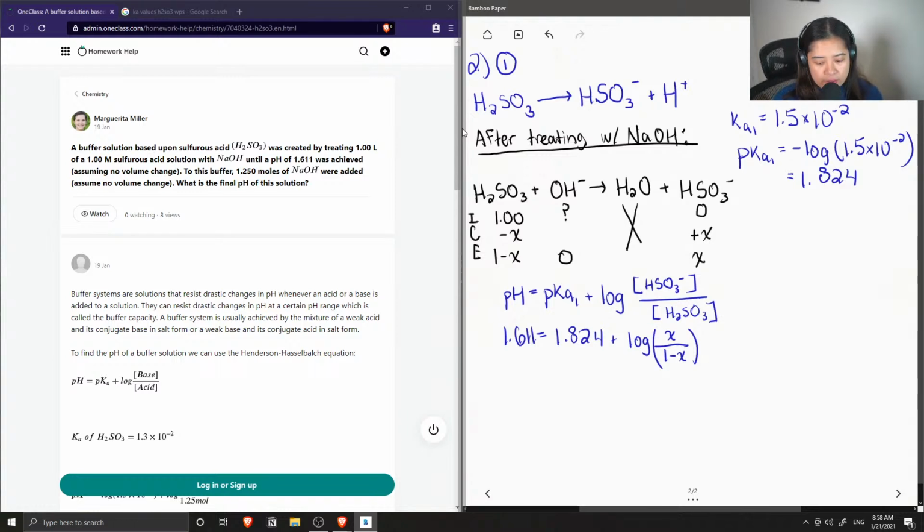So now all we have to do is solve for X. So to get rid of the log, we would do 10 to the power of these values. So I'm just going to simplify it down here. You should end up getting X over 1 minus X is equal to 0.6124. And then when we finally solve for X, you should get around 0.38.